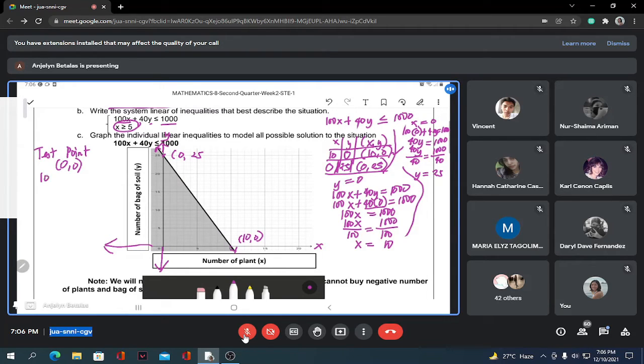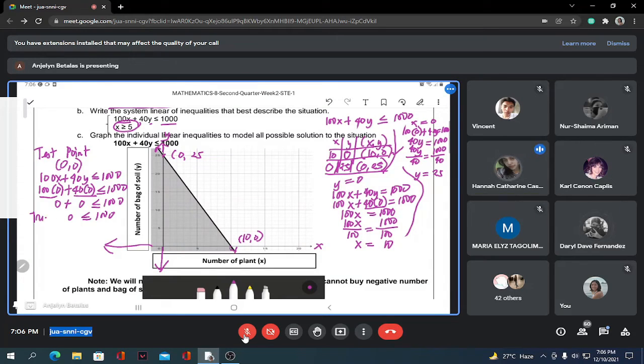So, let's test by substituting in 100x plus 40y less than or equal to 1,000. So, 100 times 0 plus 40 times 0 less than or equal to 1,000. 100 times 0 is 0, plus 40 times 0 is 0, less than or equal to 1,000. So 0 plus 0 is 0, less than or equal to 1,000. Is this true? Yes, ma'am.